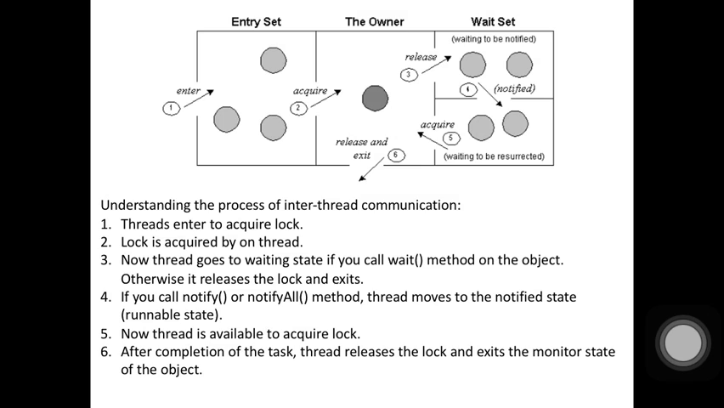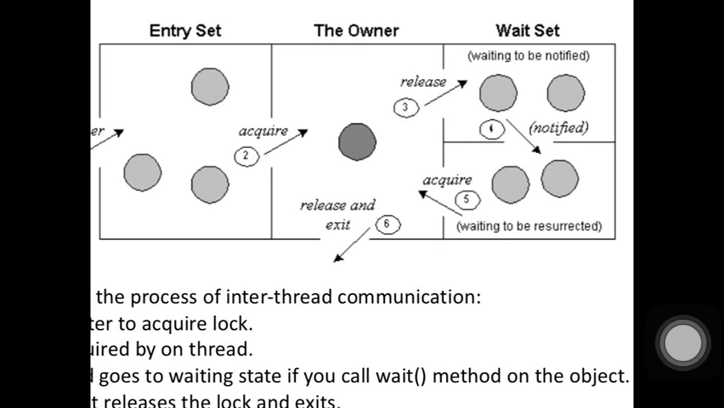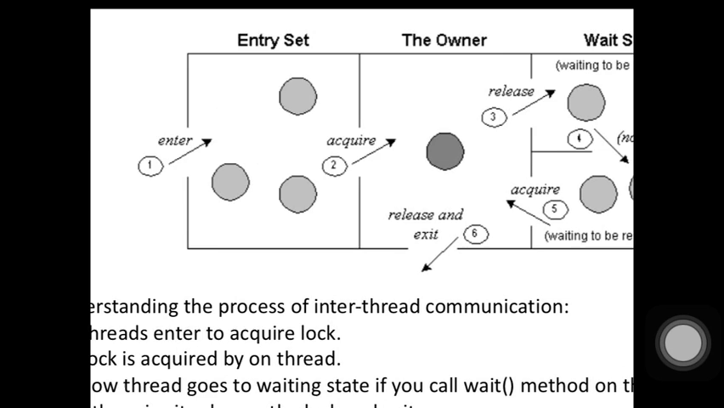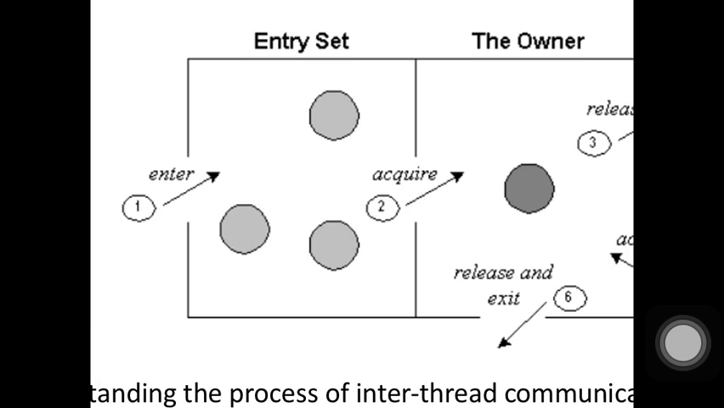Before going to this example, we have one more representation with a simple diagram showing how the threads communicate with each other and how methods are invoked. Just go through a simple example here. We have three states: entry set, the owner, and wait set. First, a thread enters to acquire a lock, to acquire a monitor. The first stage is whenever a thread is eagerly waiting to acquire a shared resource, it can enter the entry state to acquire a lock.